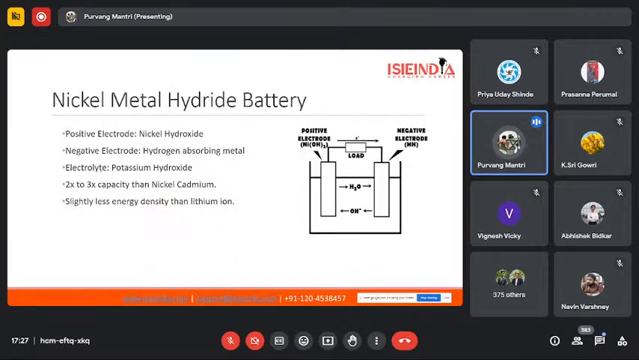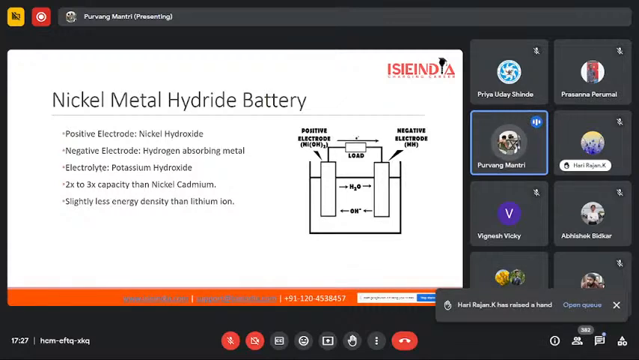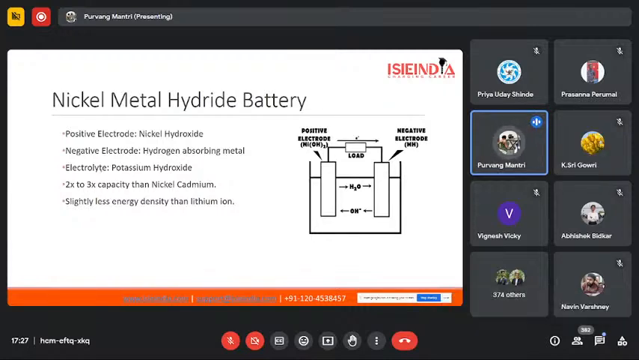Moving ahead, we have the nickel metal hydride battery. In this case, the positive electrode is made of nickel hydroxide, and the negative electrode is made of a hydrogen absorbing metal. So metal hydride, in the sense that we can use any material which can absorb hydrogen. The electrolyte is the same as the nickel cadmium battery, which is potassium hydroxide. Because of the change in the negative electrode chemistry, the capacity of this type of battery increases by 2 to 3 times compared to the nickel cadmium battery, but it is slightly less than the lithium-ion battery. This chemistry is being used by Toyota and Lexus, which are daughter and parent companies, in their Toyota Camry hybrid and Lexus LS 300h.